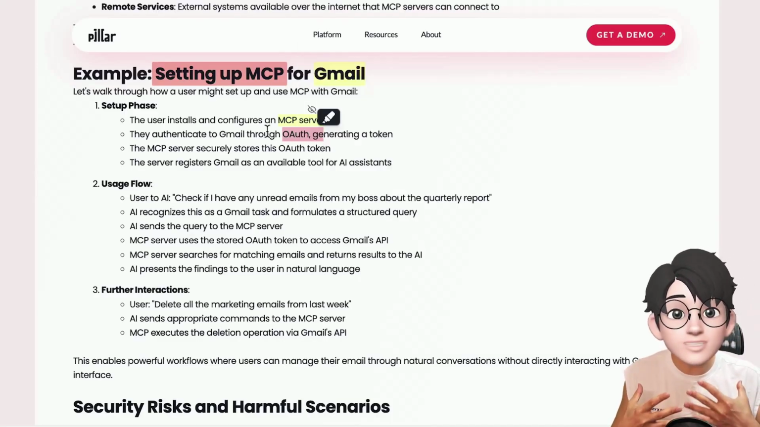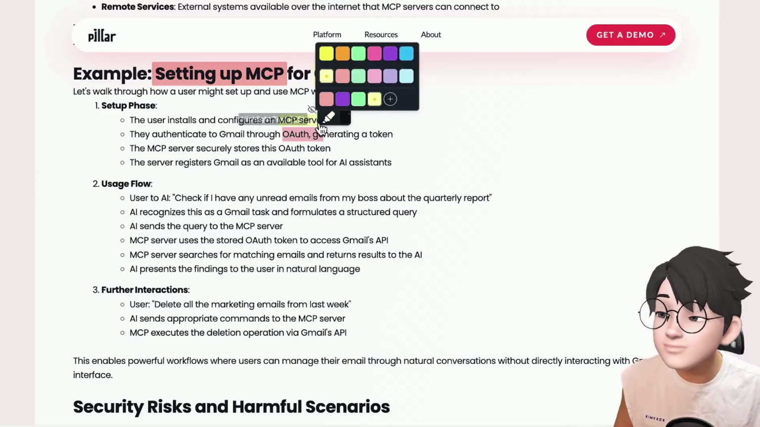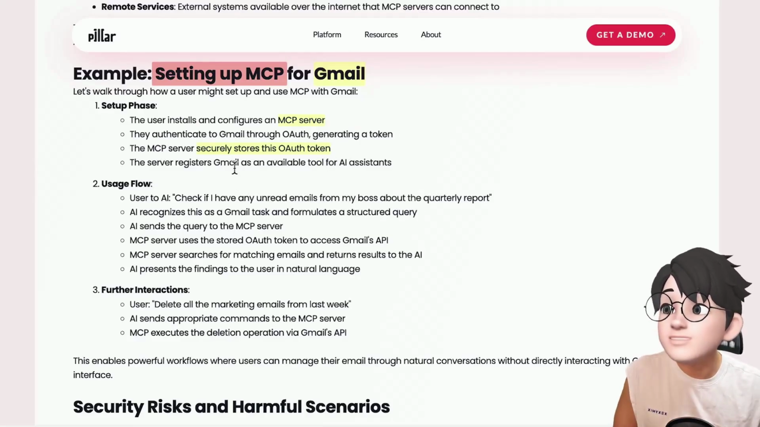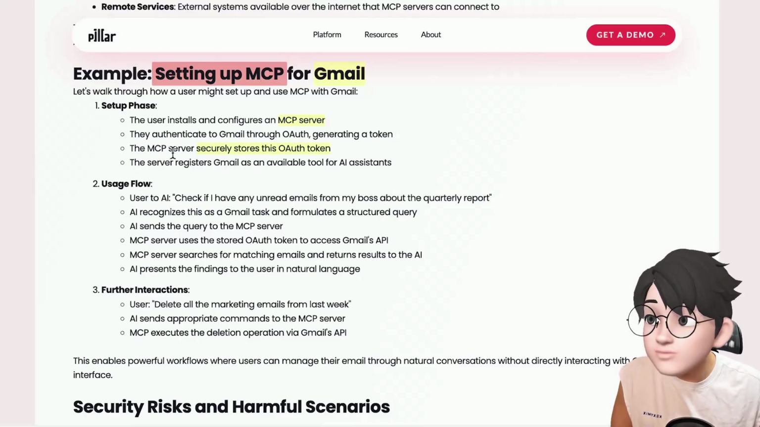To access my Gmail, I need my ID and password. Instead, I need to input this. So, the MCP server securely stores the OAuth token. This means that the MCP server must keep the OAuth token safe. If the MCP server gets compromised, the token will be compromised as well.